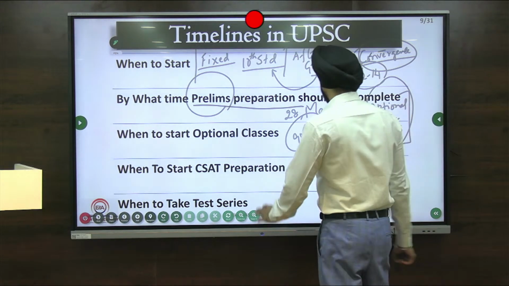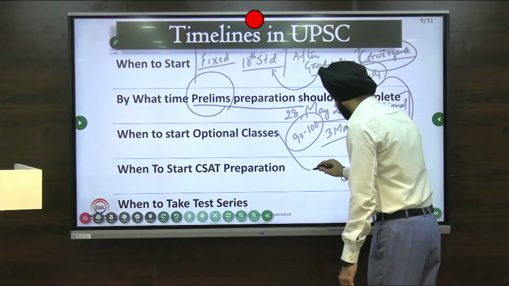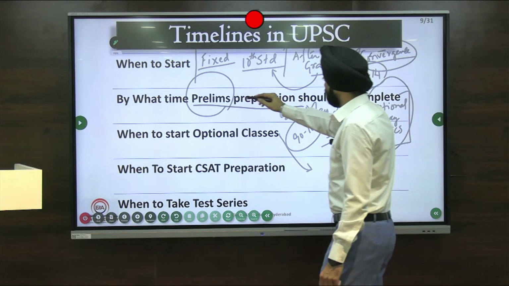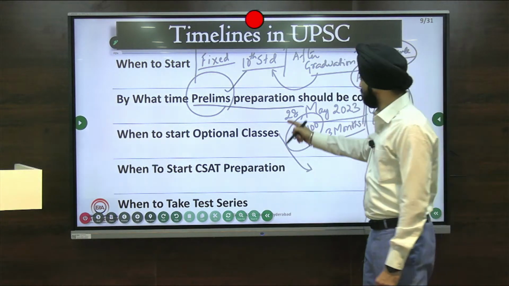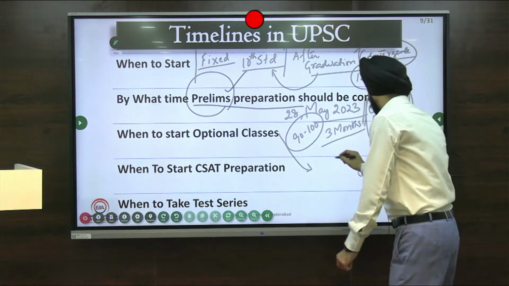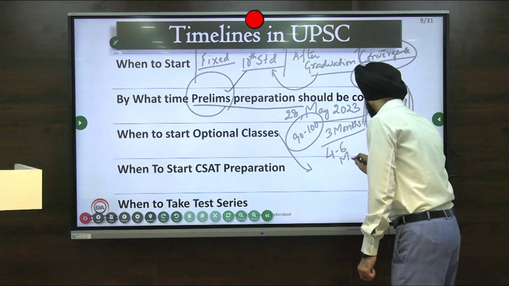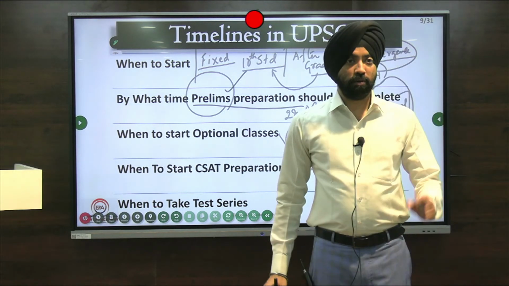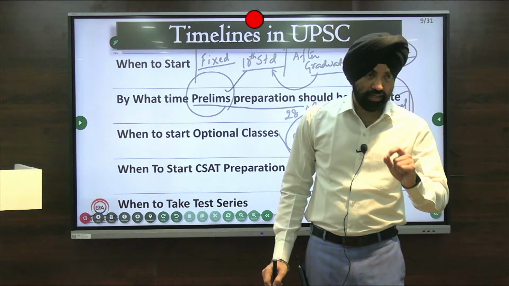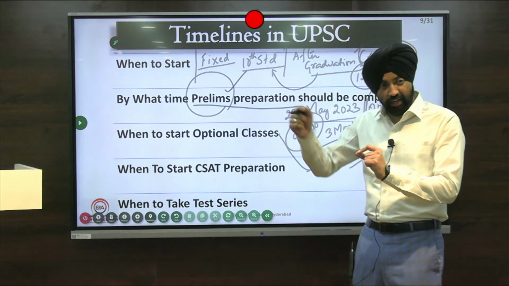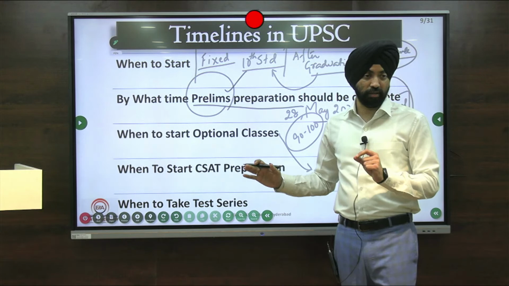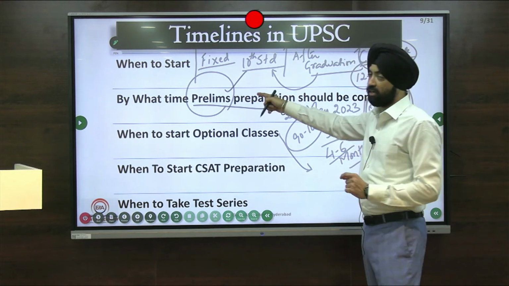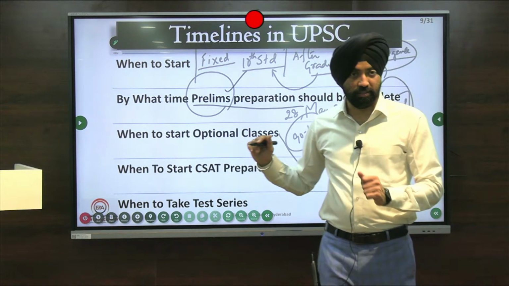And when to start optional classes? One suggestion I would like to give is, at least as a thumb rule, minimum 4 to 6 months before the date of your prelims examination, your optional classes should have been completed. When to complete the optional? Take the day the prelims examination is there, minus 4 to 6 months, and that day your optional classes should have completed. It means your optional preparation should have completed 4 to 6 months before the date of your prelims examination. These are all thumb rules which I am saying.